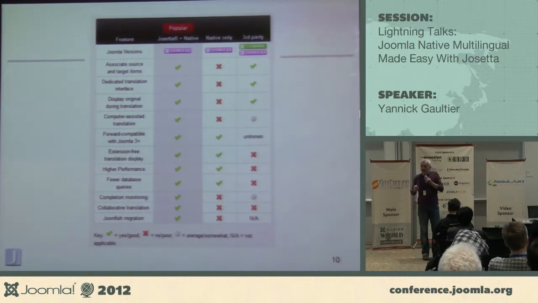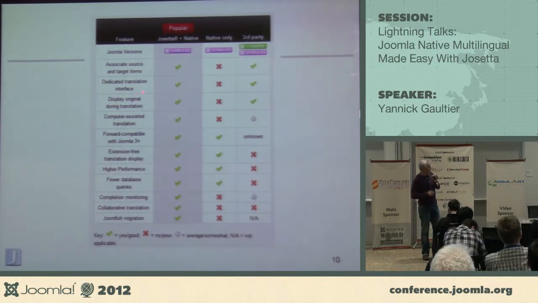Okay, just the last slide is to summarize the advantages of having basically Josetta and a native multilingual system. Obviously, it's easier on the translator. You've got a clear view of what is the source language item and whether there is a translation, and you can access that translation very easily. There's a dedicated translation interface, something you don't have with native only. Third party means Joomfish, in case you wonder.